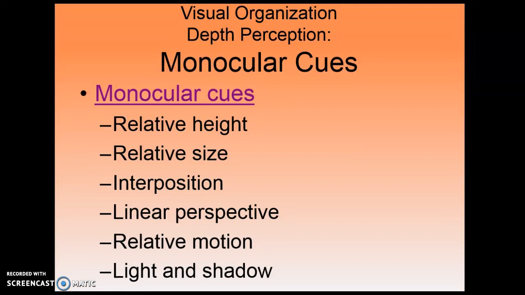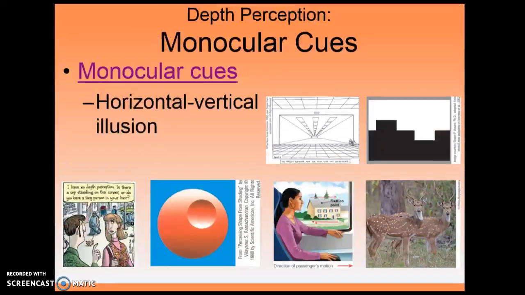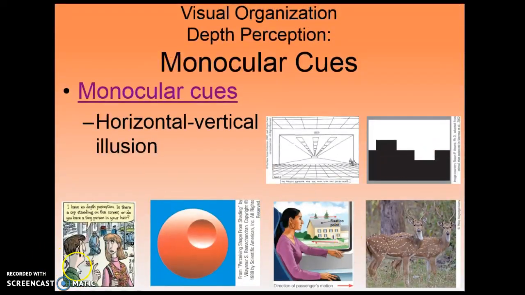Next, relative size. This image right here. If we assume two objects are similar in size, most people perceive the one that casts the smaller retinal image as further away.